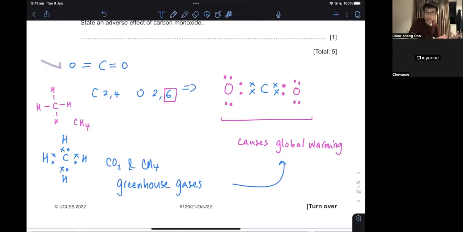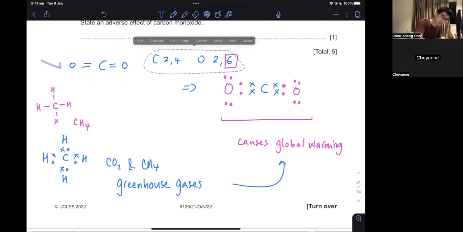I could imagine this kind of questions in the new syllabus. They will ask you about environmental chemistry. They will ask you about dot and cross. They will ask you about melting and boiling point. Melting and boiling point.